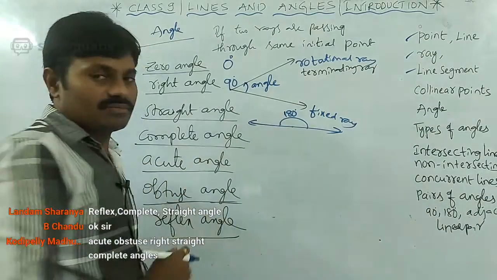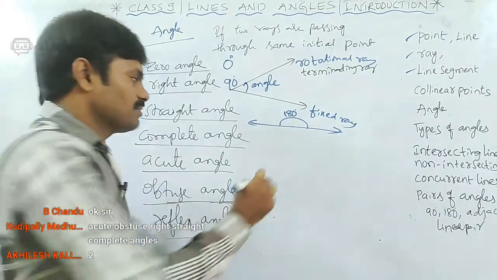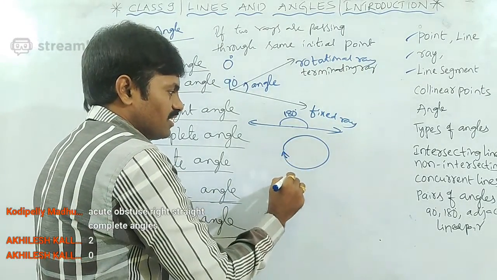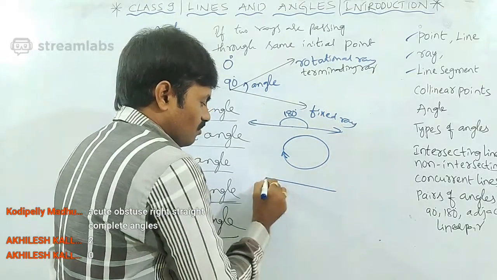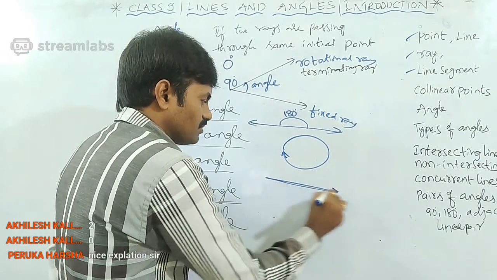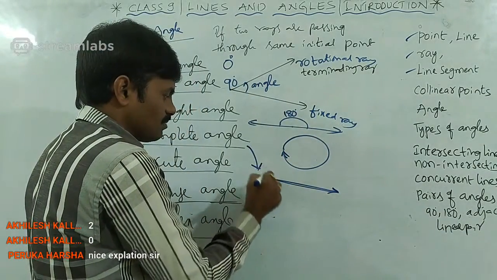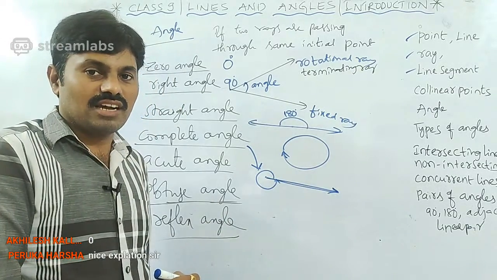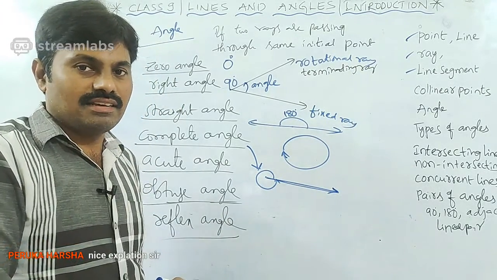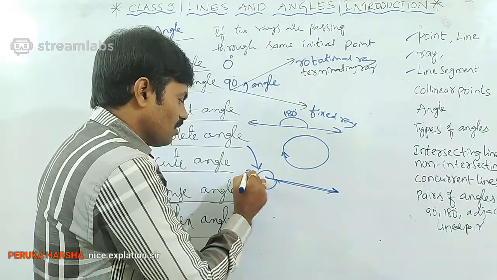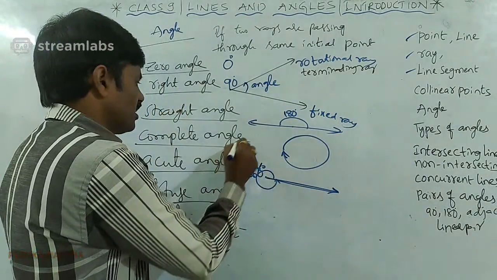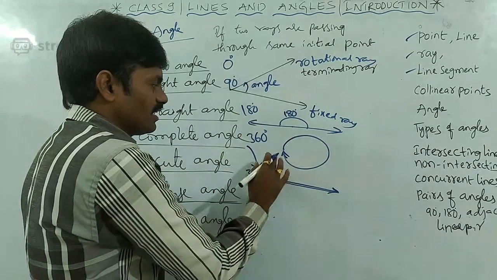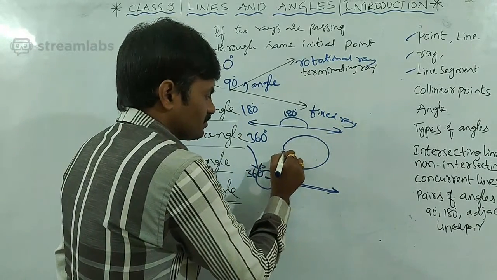Now complete angle. What is the meaning of complete angle? Complete angle is a complete rotation. For example, if I take one ray and the other ray also lies on the same one. I started here, and again I reached here itself. This is called a complete angle. That is how many degrees? 360 degrees. A complete angle is 360 degrees. A straight angle is 180 degrees. Okay, clear?